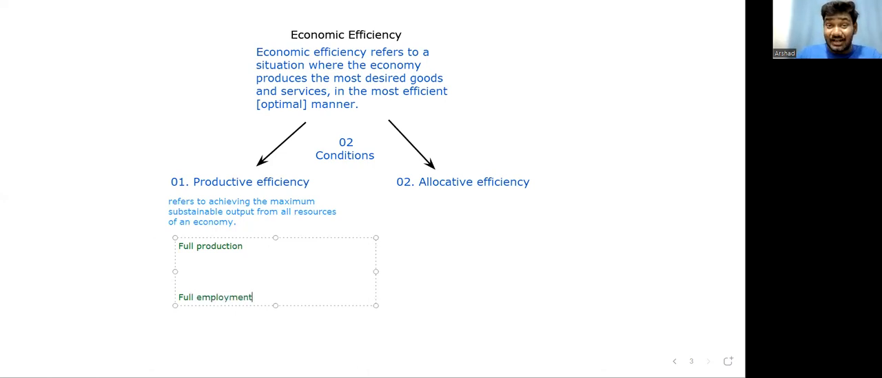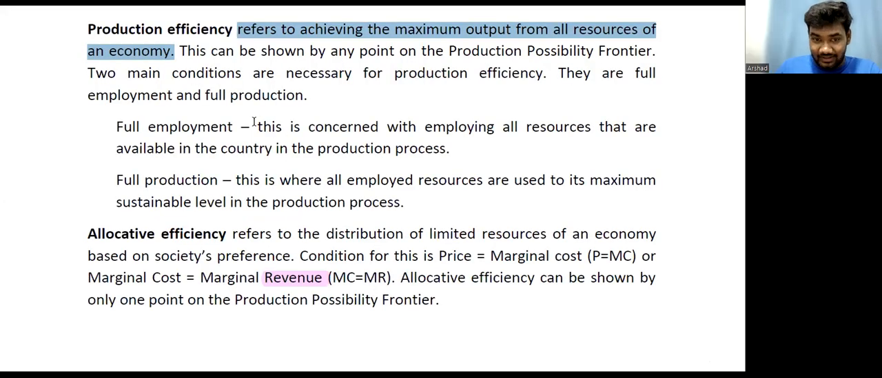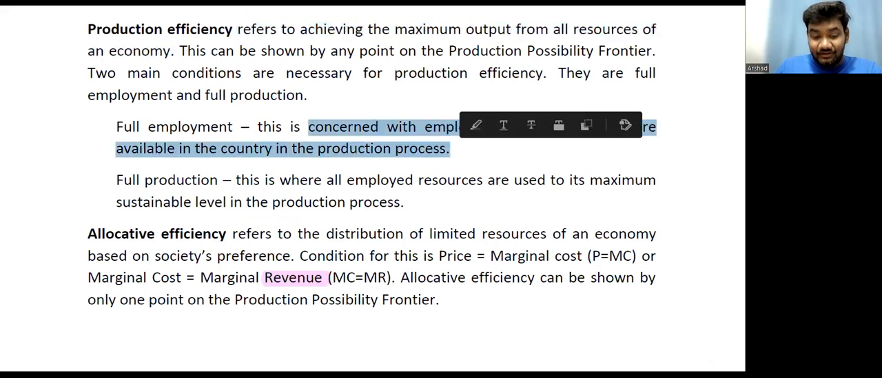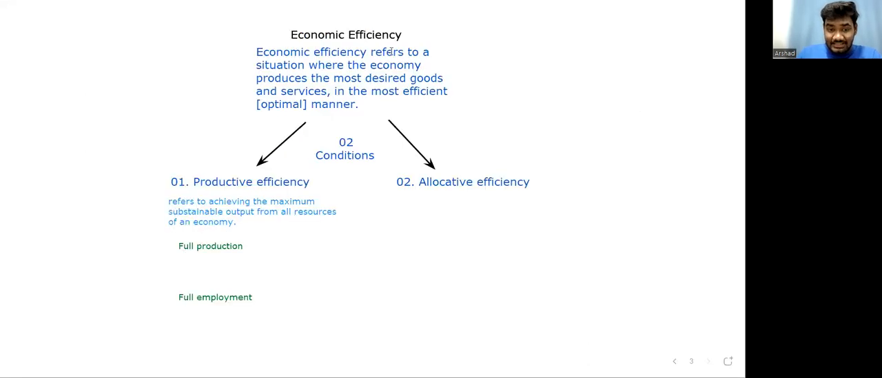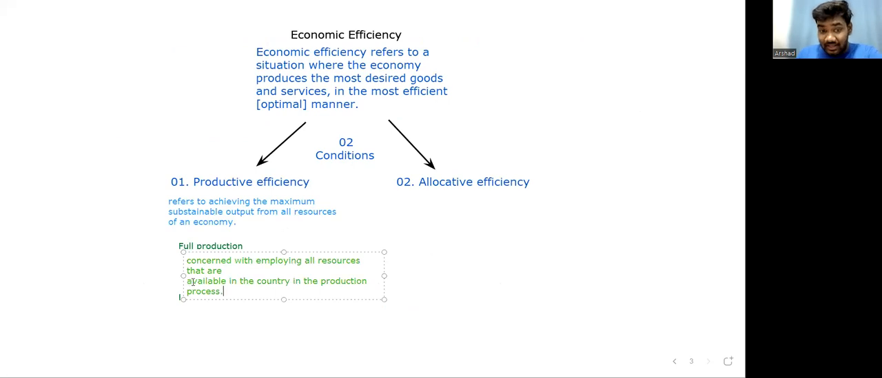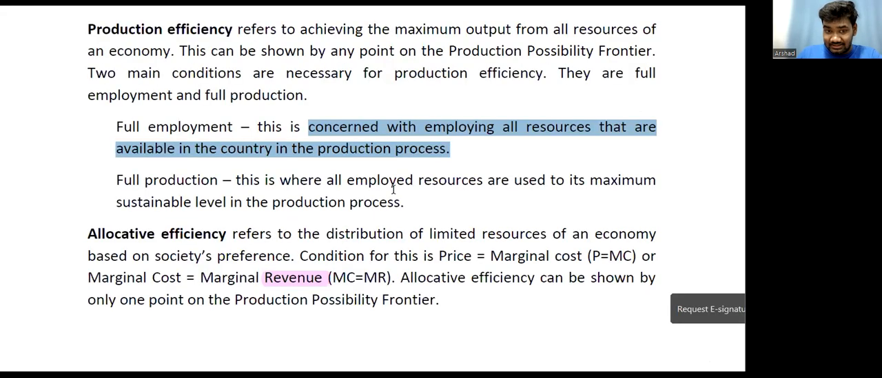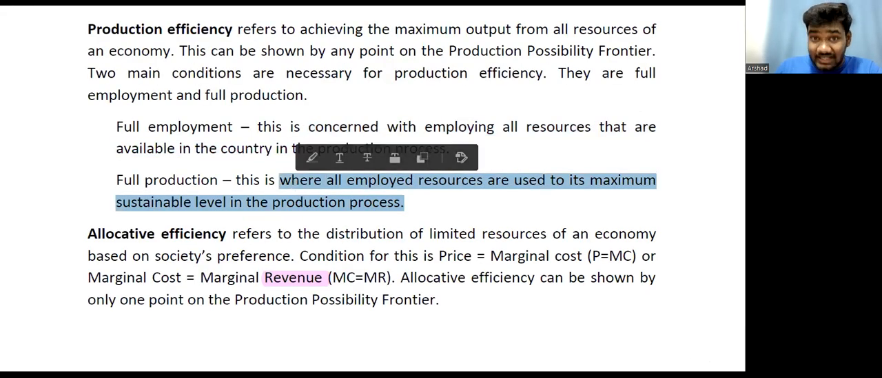So what is full production? What is full employment? Full employment means, I will give you an example also, don't worry, concerned with employing all the resources that are available in the country in the production process. What is full production? Where all the employed resources are used to their maximum sustainable level.